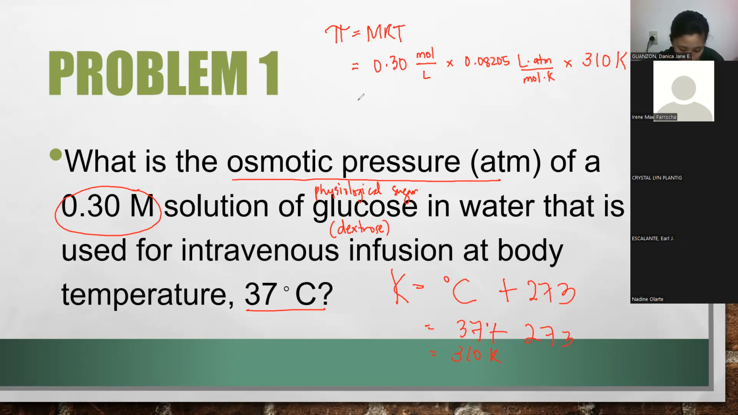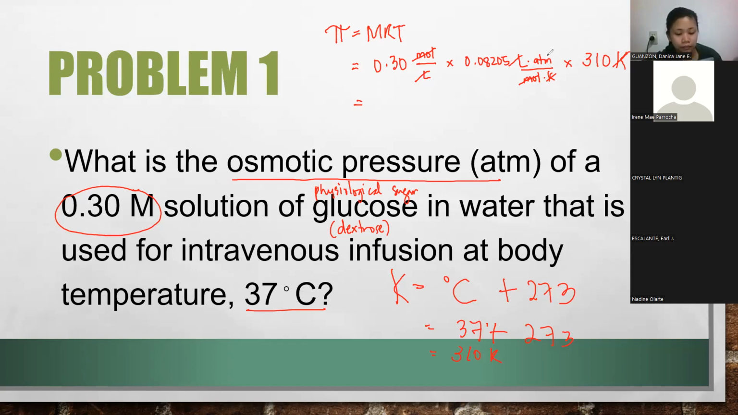Before we multiply everything, let's try to cancel the units. You have mole sa baba, so you can cancel that. Liters also. So may liters tayo sa taas. And then Kelvin. So take note, ano yung maiiwan na unit? It's ATM. So in this case, tama yung magiging unit natin.